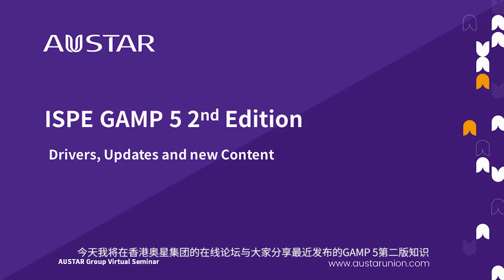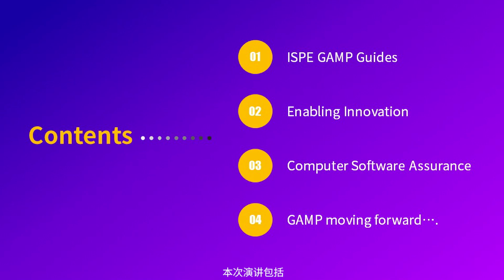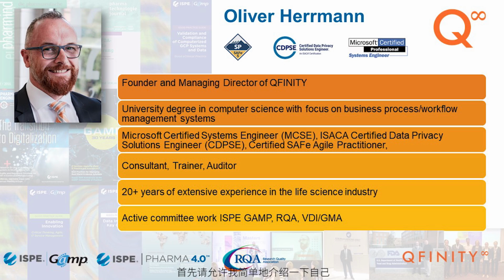Today I will be presenting on the topic of the recently released GAMP 5 2nd edition at this great AUSTAR Group virtual seminar. I will give you an overview and talk about drivers, updates and new content. This presentation covers an overview on the ISPE GAMP Guides, especially the GAMP 5 2nd edition, how GAMP 5 2nd edition enables innovation, a brief introduction to computer software assurance, and an outlook on what GAMP will focus upon going forward. But first, let me briefly introduce myself.